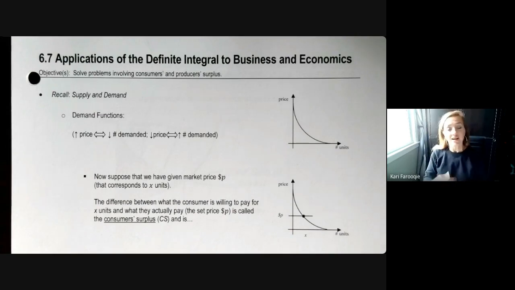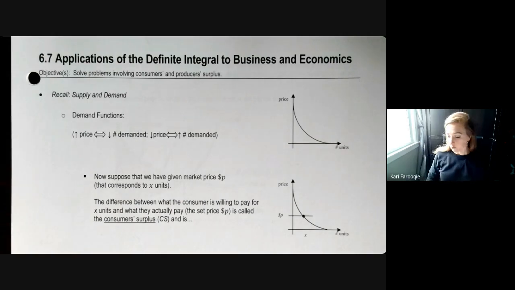You might see it later on in your business and economic lives, although I don't know that you'll see it in another math class here at ECC, but it's something that you could definitely look at down the road, again, in maybe a business or econ class. So the objectives here are we're going to solve problems involving consumers and producers surplus.